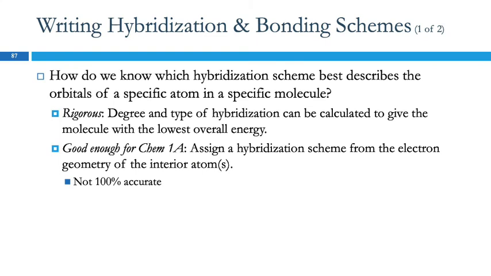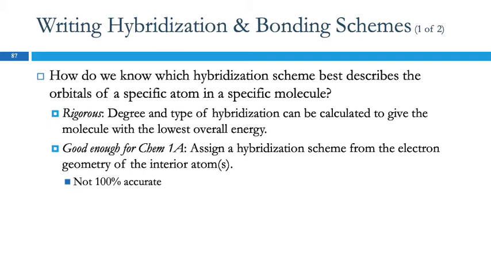Okay, so this is what I was getting at before. How do we know which hybridization scheme best describes the molecule? Well, there's the rigorous method, which you can read about up there. Or there's the good enough for Chem 1A method. Since we're in Chem 1A, we'll go with good enough for Chem 1A. You assign the hybridization scheme from the electron geometry of the interior atom. It doesn't work 100% of the time, but we're not going to ask you about one that doesn't.